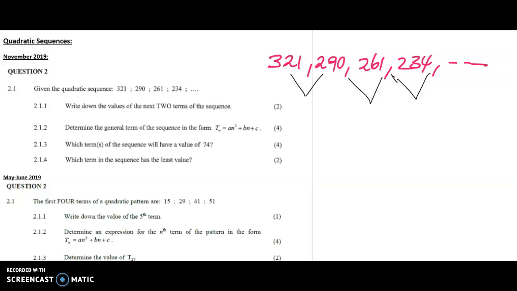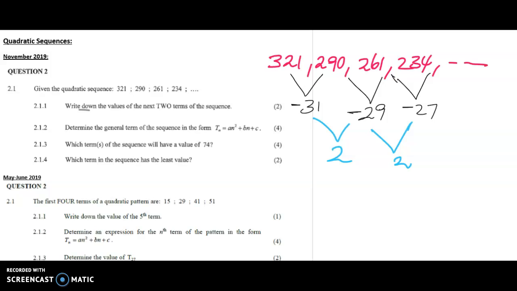quadratic. So 290 minus 321, that is negative 31. Then 261 minus 290, that is negative 29. Then 234 minus 261, that is negative 27. So you can see that the common difference is 2. So we are ready to go and answer the questions.